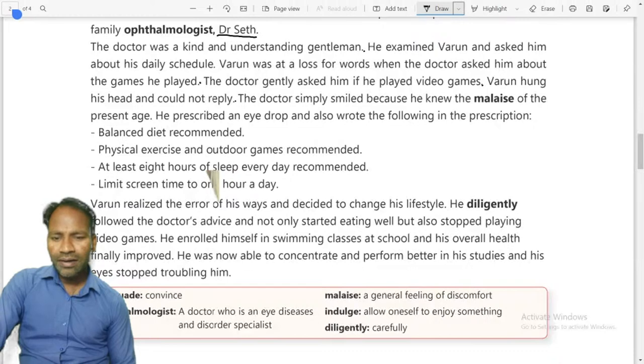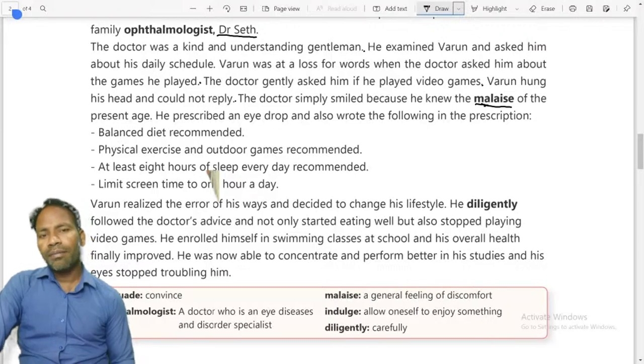The doctor simply smiled because he knew the malaise of the present age. This malaise means a dilemma, or here you can see it as a general feeling of discomfort, meaning he could not feel comfortable. So the doctor understood the situation, the age. He prescribed an eye drop, writing just one name of an eye drop on the prescription pad. Along with that medicine, he also wrote some tips on the prescription pad.